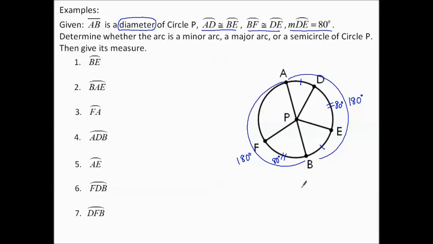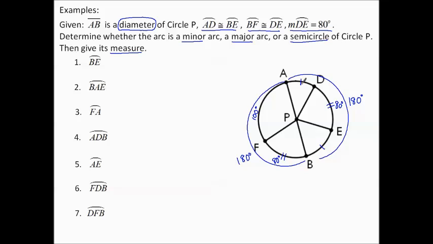Let's continue to read the directions. Determine whether the arc is a minor arc, a major arc, or a semicircle of circle P, then give its measure. So we have to do two things. If we have to give a measure, I'd like to fill out as much as I possibly can in the picture before I go to the given arcs. So let's continue by figuring out what's left over. If this is 80 degrees and all that way is 180, what's left over for this little piece? Well, we did something like that earlier, 100 degrees.